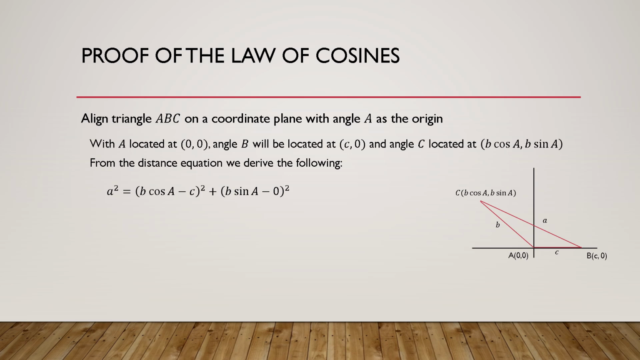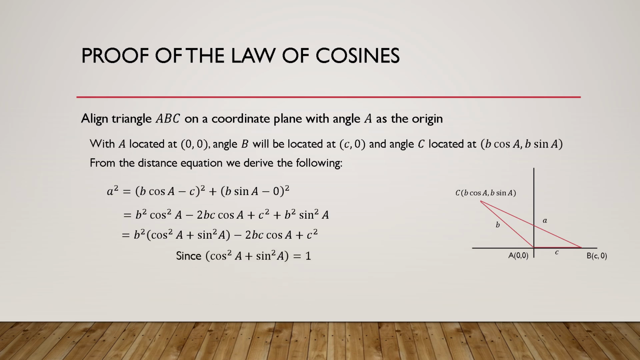We next FOIL out the squares, giving us b squared cosine squared A minus 2bc cosine A plus c squared plus b squared sine squared A. Now let's group terms. b squared times cosine squared A plus sine squared A, minus 2bc cosine A plus c squared. Since cosine squared A plus sine squared A equals 1, we are left with a squared is equal to b squared plus c squared minus 2bc cosine A.